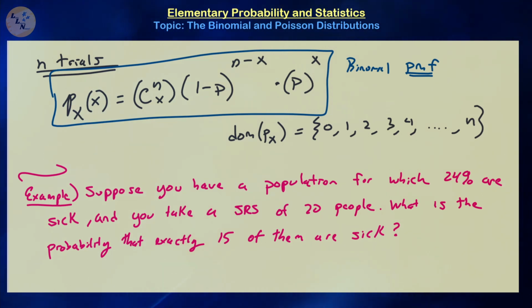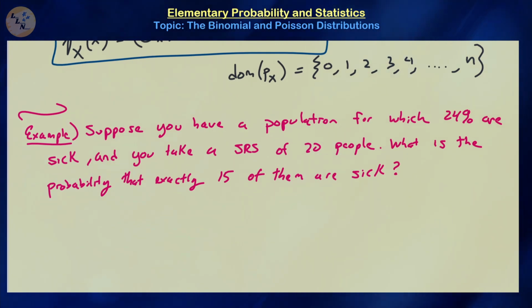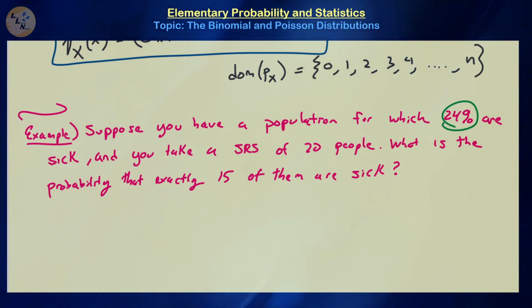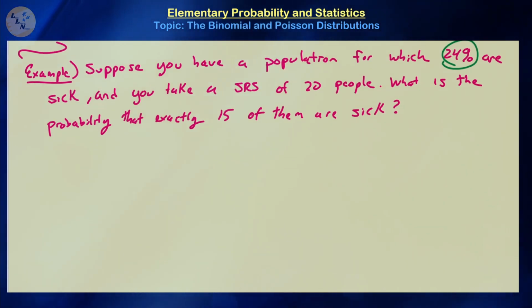Now let us look at a particular application where we might be able to use the binomial probability mass function to solve it. Suppose you have a population for which 24% of them are sick with some virus, and you take a simple random sample of 20 people. What is the probability that exactly 15 of those 20 people are sick? So let's just take a look at what we have here. We have a population for which 24% of them are sick. So if we randomly select one person from this population, there's a 24% chance that that person is sick, assuming we're taking a random person, of course.